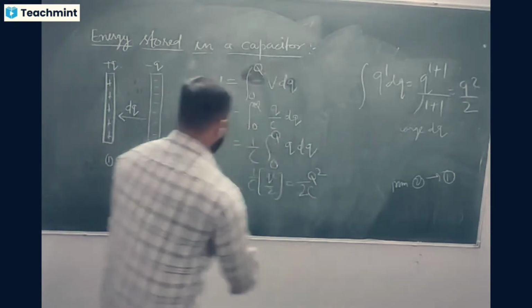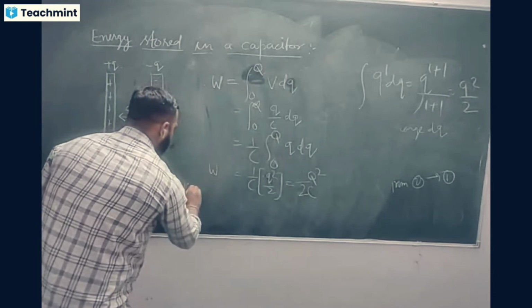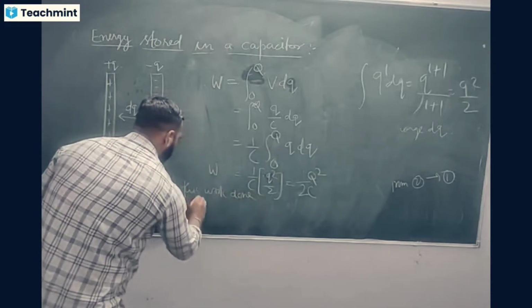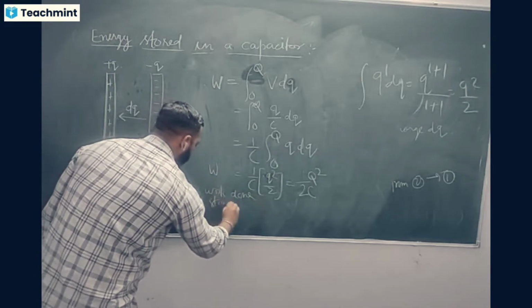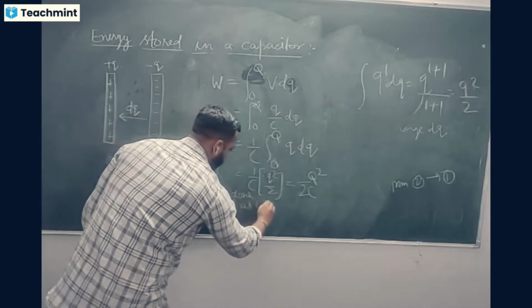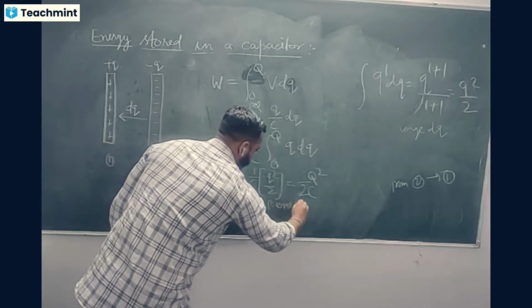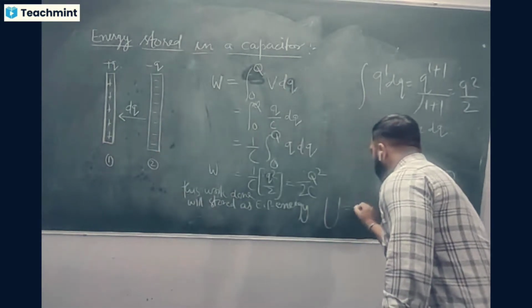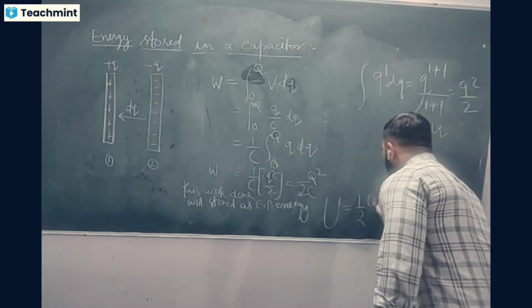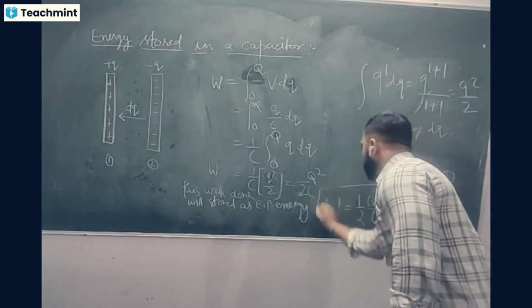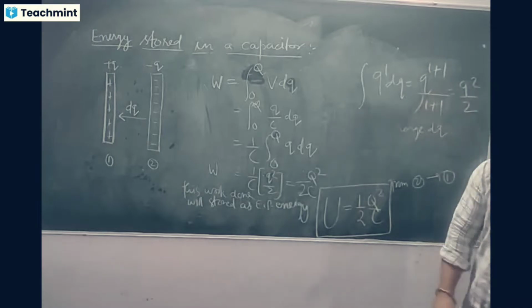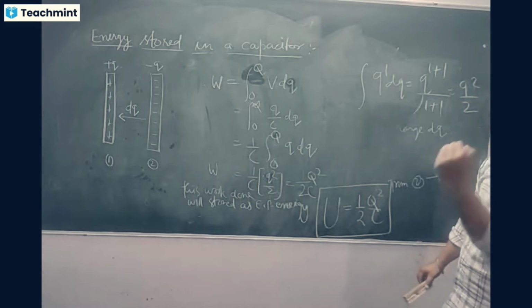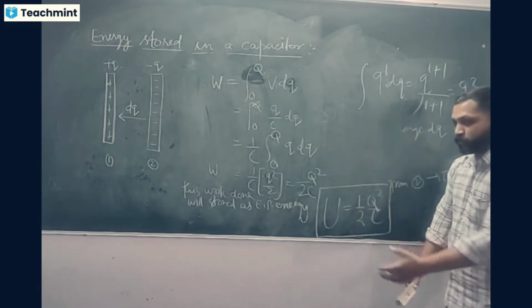So finally, this work done will be stored as electric potential energy, and it is given by U is equal to half Q square upon C. This is the formula of energy. Capital Q is the charge we are transferring from plate 2 to plate 1. C is the capacitance of the capacitor.